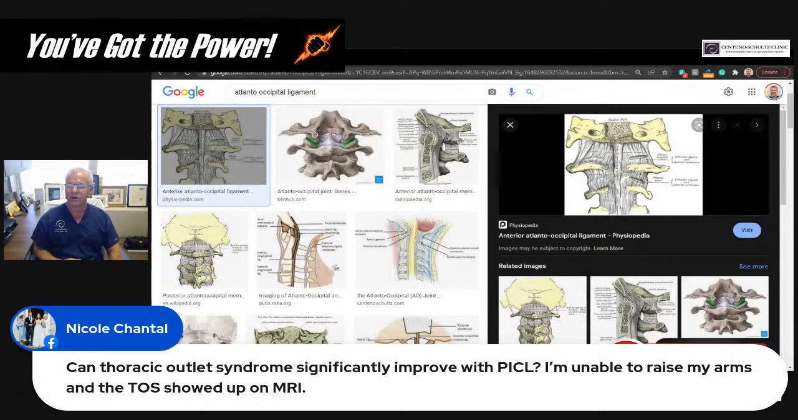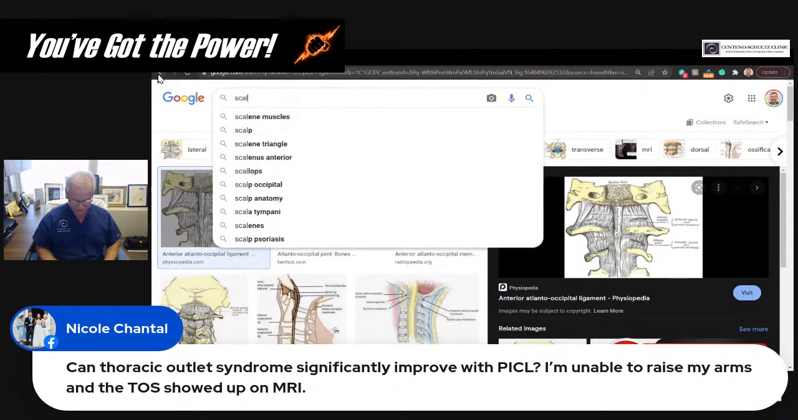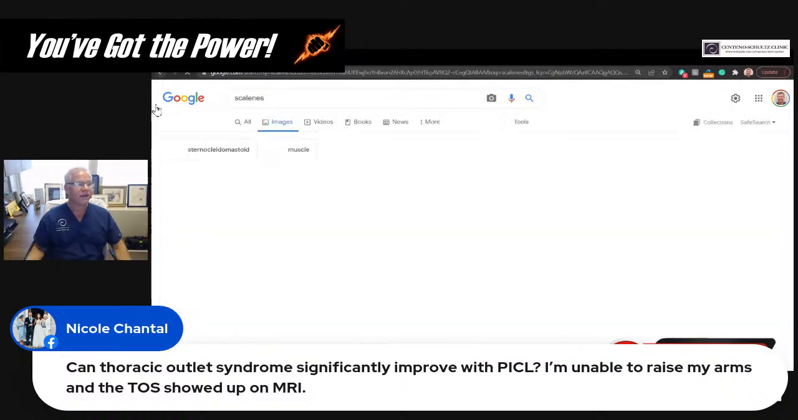Nicole, can thoracic outlet syndrome significantly improve with the PICL? I'm unable to raise my arms, and the TOS showed up on MRI. So thoracic outlet syndrome can improve with PICL. And it's, let's see here, let's bring up some pictures.